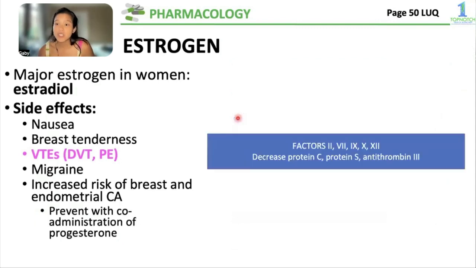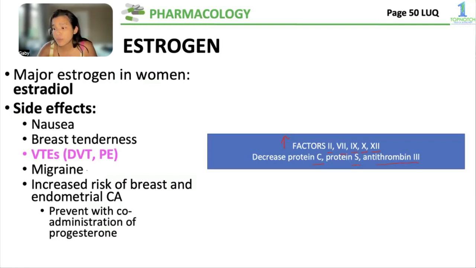That is because estrogens can cause a small increase in your coagulation factors, particularly factor 2, 7, 9, 10, and 12. And they decrease antithrombotic proteins like your protein C, protein S, and antithrombin 3. So you are generally in a prothrombotic state.